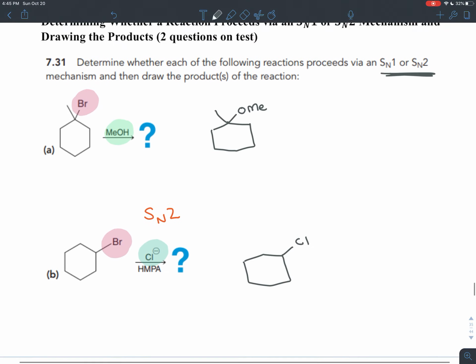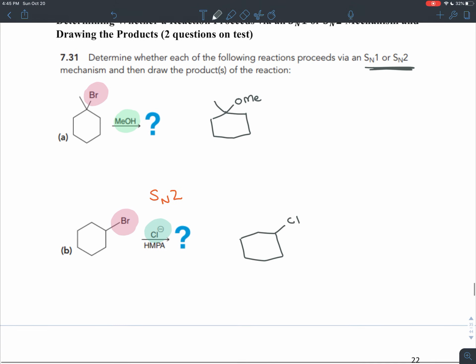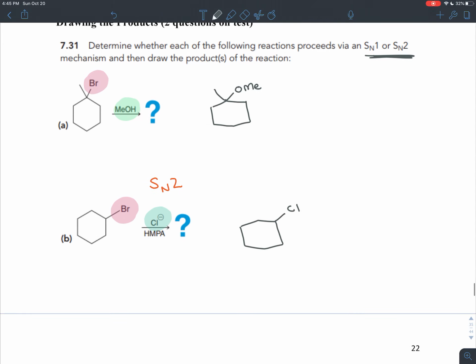So in this exercise, we were really using all of the careful thinking that we built up through this whole chapter to do a quick analysis to predict what we would make when we mix different substrates with different nucleophiles.